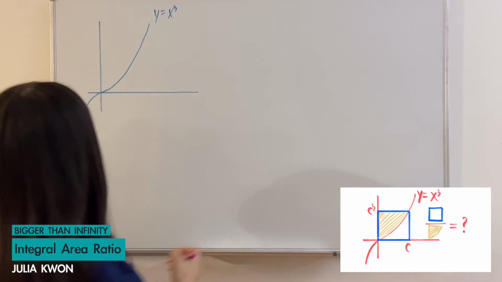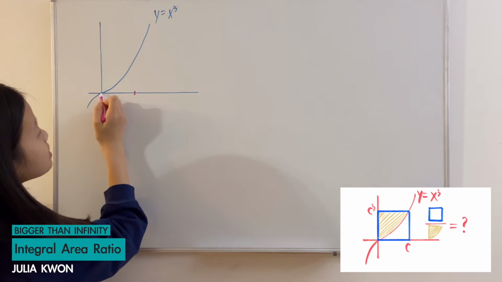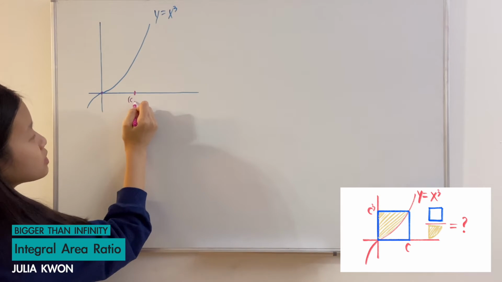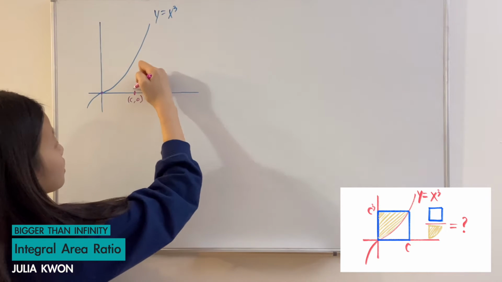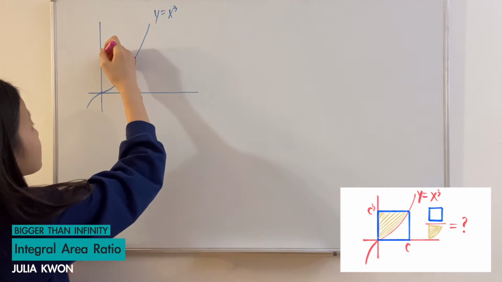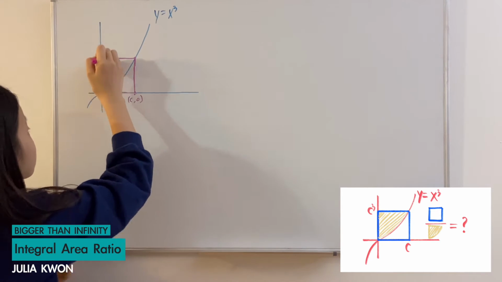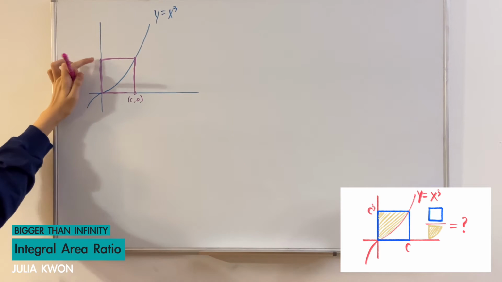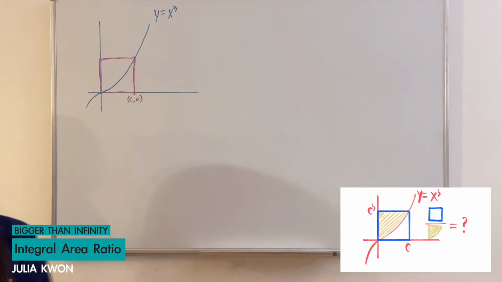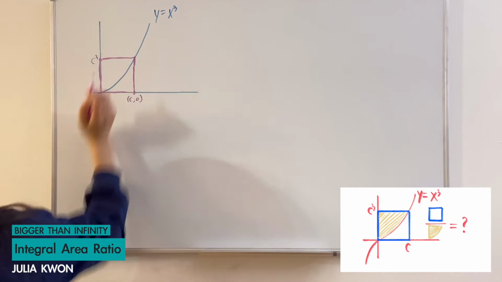a rectangle, and one of the vertices is the origin and c comma 0. And the rectangle looks like this. The y value when x is equal to c would be c cubed, right?